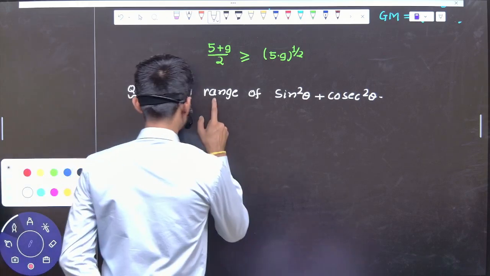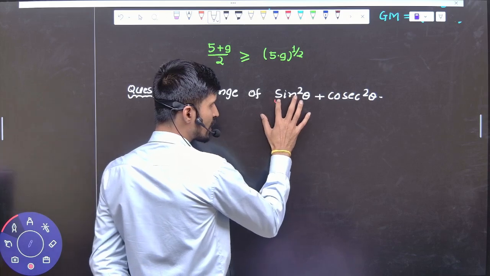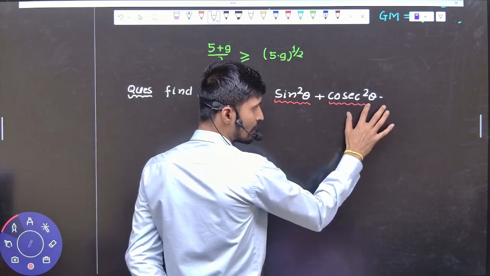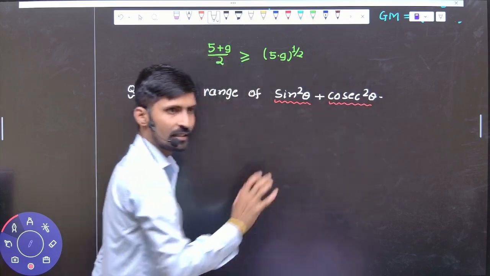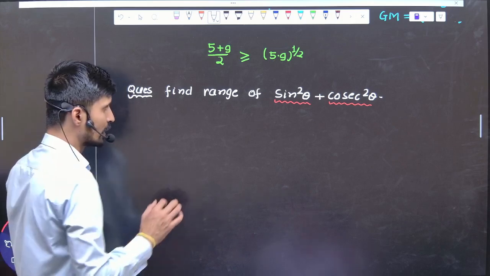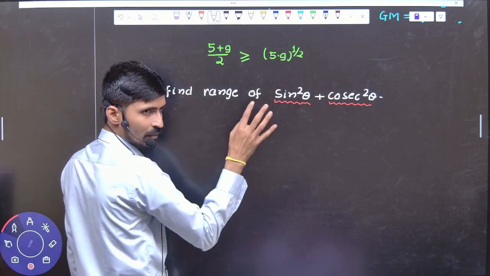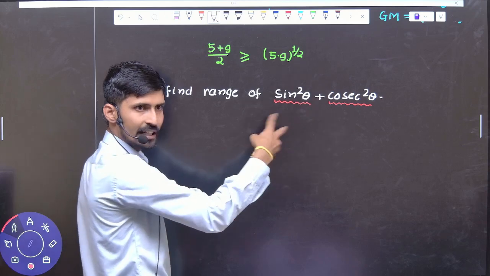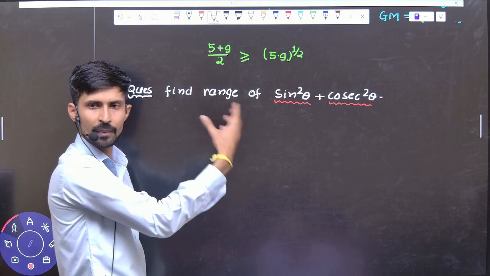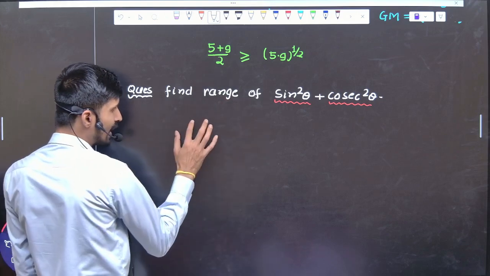See, first of all, this is a range type question. And in a range type question, tell me, sin square theta will be a positive term or not? Cosec square theta will be a positive term or not? And their addition range we have to find. So I am going to do one thing. If I consider this as one number, and this as the second number, I will find arithmetic mean of that. I will find geometric mean of that. So tell me, arithmetic mean will be greater than geometric mean or not?